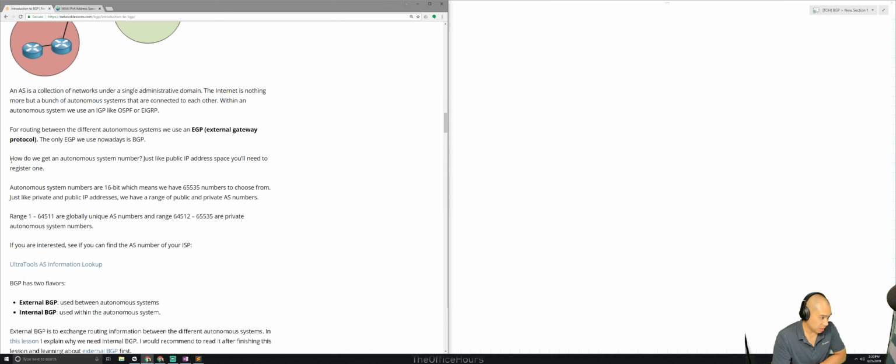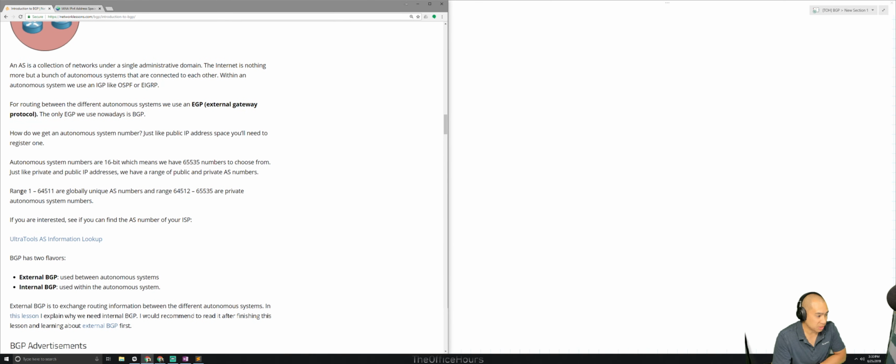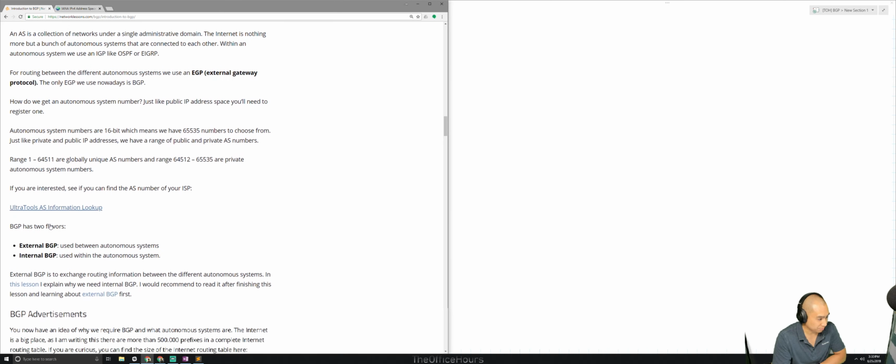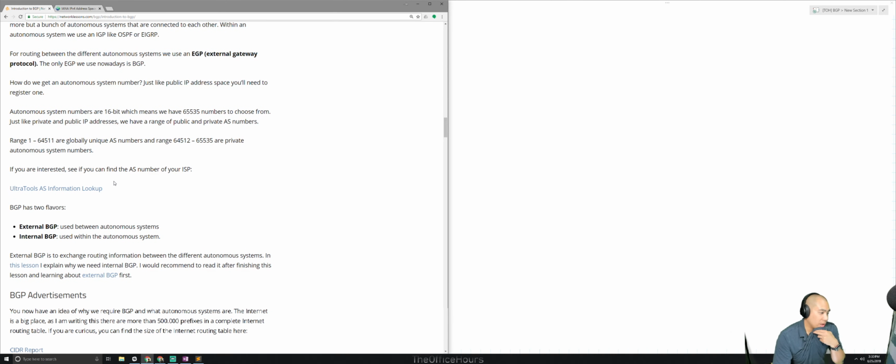How do we get an autonomous system number? Just like the public IP address, you'll need to register one. Autonomous system numbers are 16 bits. Just like private and public IP addresses, we have a range of public and private AS numbers. Range 1 to 64511 are globally unique AS numbers, and the other range is private. If you're interested, see if you can find the AS number of your ISP.